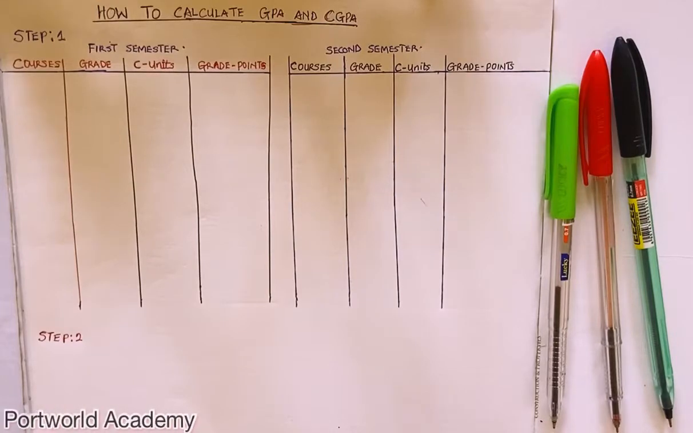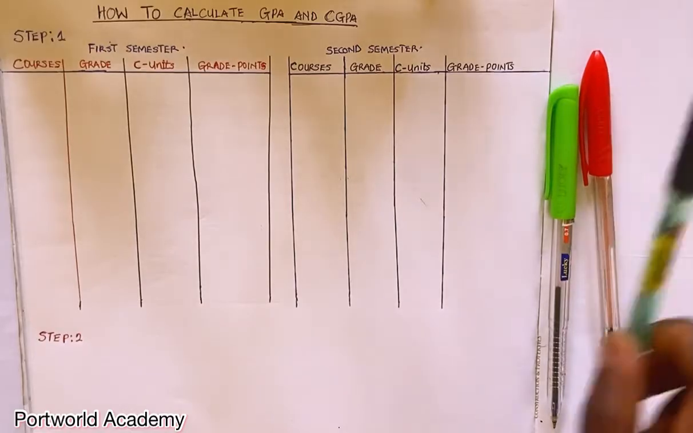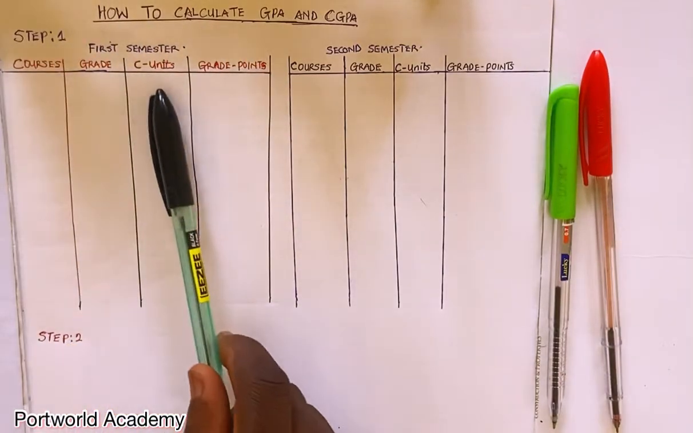In this video, I'm going to show you guys how to calculate your CGPA in just two steps, and I'll try my best to explain the differences between GPA and also CGPA. Now, the first step here is to set up a table for your first semester and also second semester. Looking at this case, I have a table here just for my first semester.